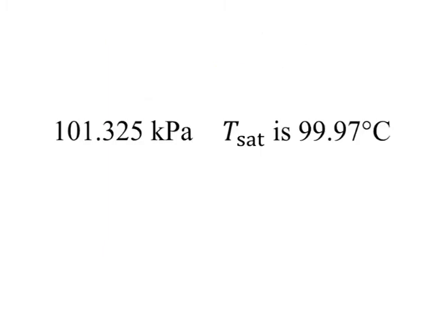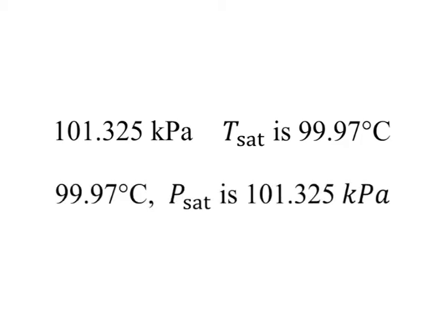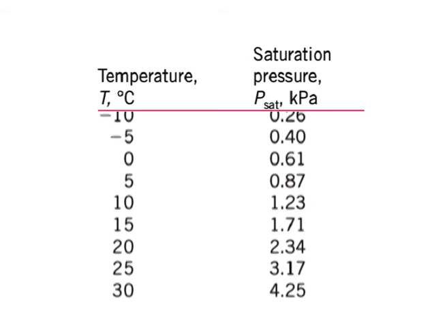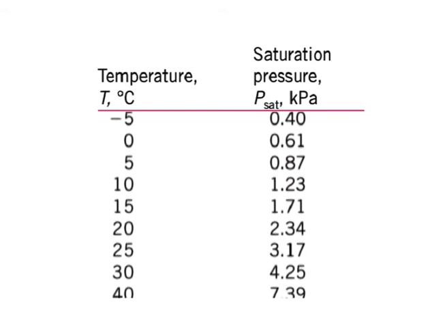At a pressure of 101.325 kilopascal, T saturation is 99.97 degrees centigrade. Conversely, at a temperature of 99.97 degrees centigrade, P saturation is 101.325 kilopascal. Saturation tables that list the saturation pressure against the temperature are available for practically all substances. A partial listing of such a table for water is given in this figure.